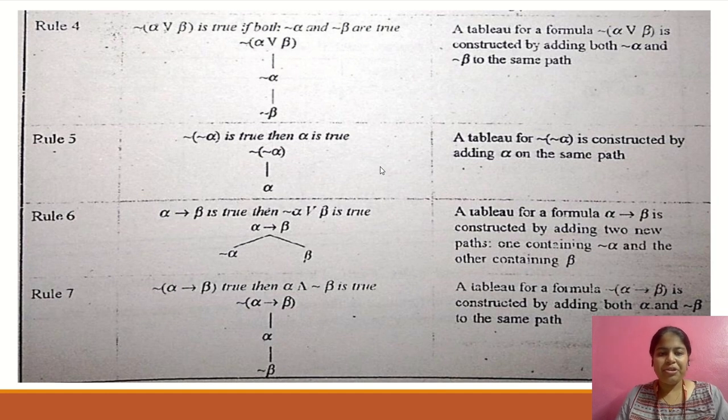Alpha implies beta is true when either negation alpha or beta is true. Therefore, negation alpha is placed in one path and beta is placed in another path. Negation of alpha implies beta is true when both alpha and negation beta are true. Therefore, alpha and negation beta are placed in the same path.